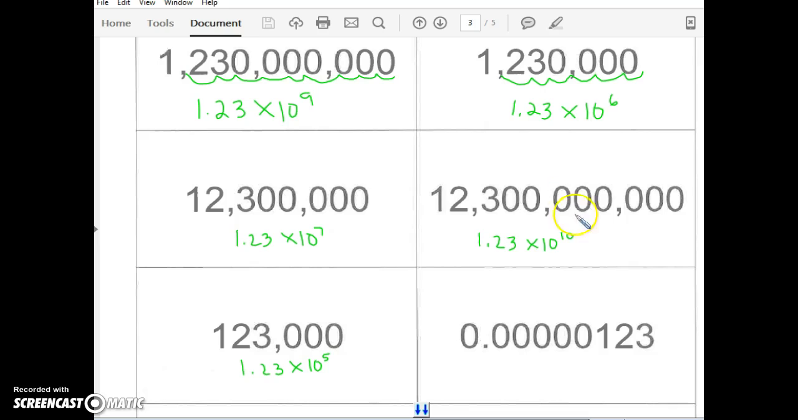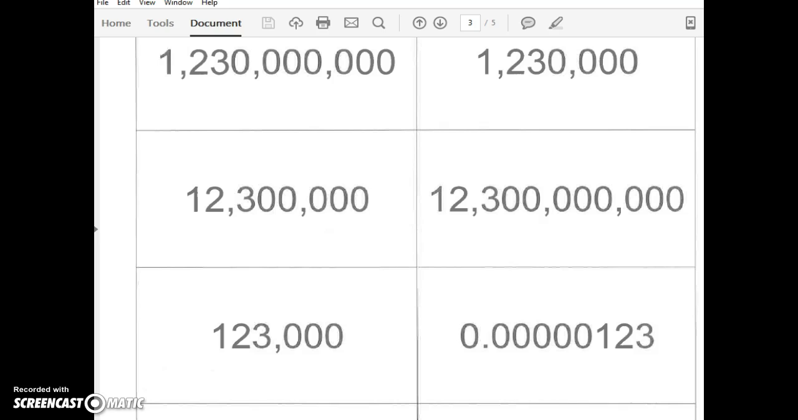Then we get the negative exponents. It's the same basic idea, but working backwards. So if I move it this way, I've moved it 6 places. So it's 1.23 times 10 to the negative 6. And you may start recognizing a pattern here that I moved it 6 places. I got 1, 2, 3, 4, 5 zeros.